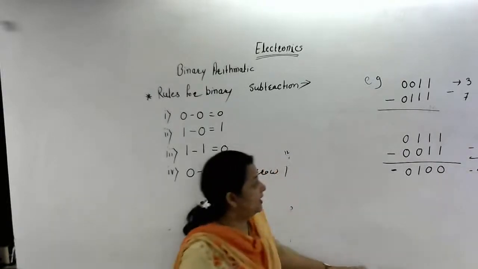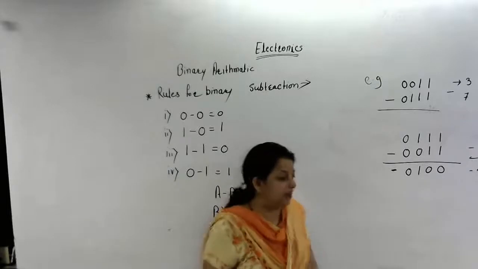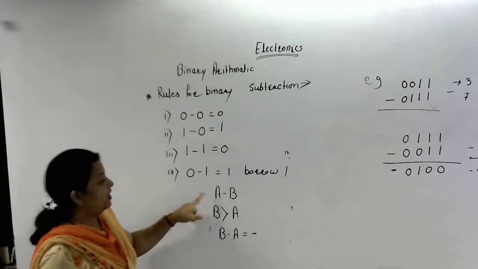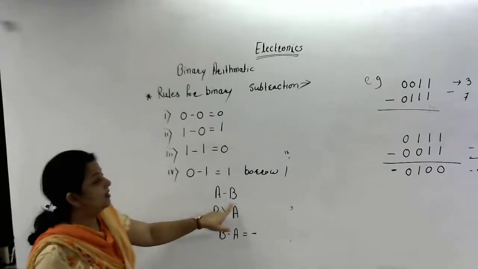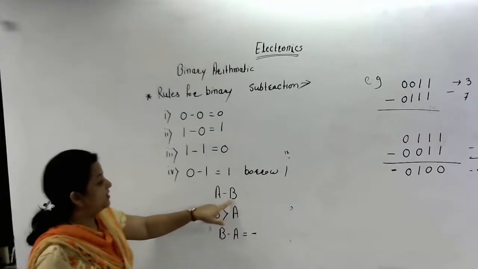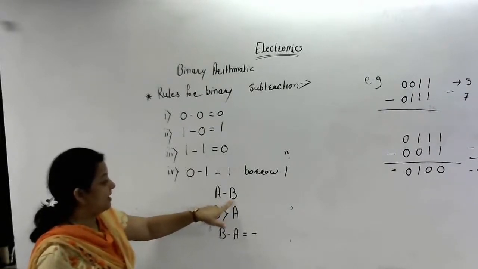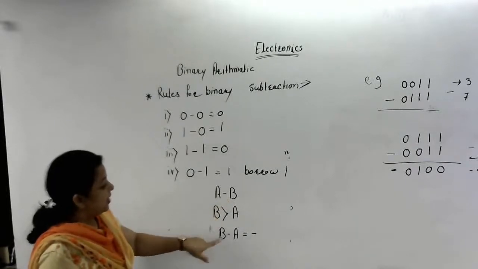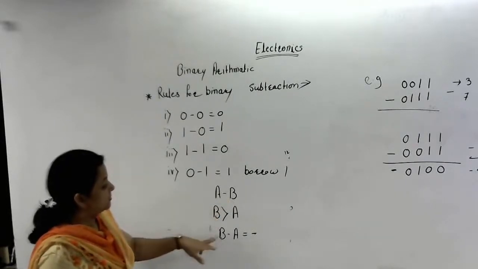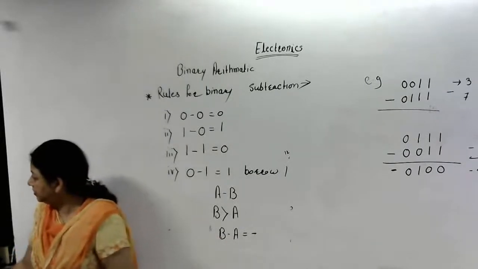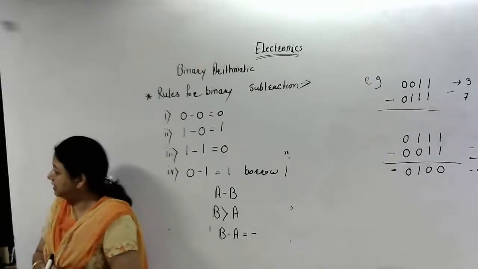We get the right answer. Means for performing the subtraction using the rules of binary subtraction, you have to check whether the second number, the subtrahend, is greater than or less than the first. If the second number is less than the first number, then you do the normal subtraction. But if it is greater, then you have to change the order of subtraction and give the answer a minus sign. Okay? Do you understand, all of you?